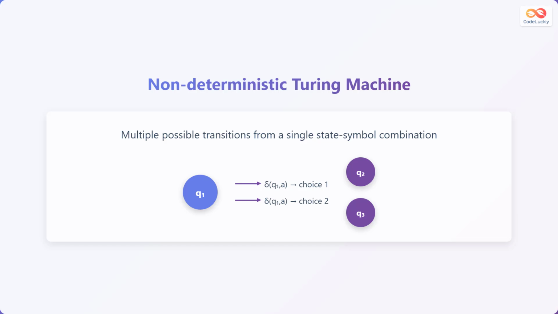Let's explore non-deterministic Turing machines. These machines allow for multiple possible transitions from a single state-symbol combination. For example, in state Q1, with input A, the machine can choose to transition to either state Q2 or Q3.